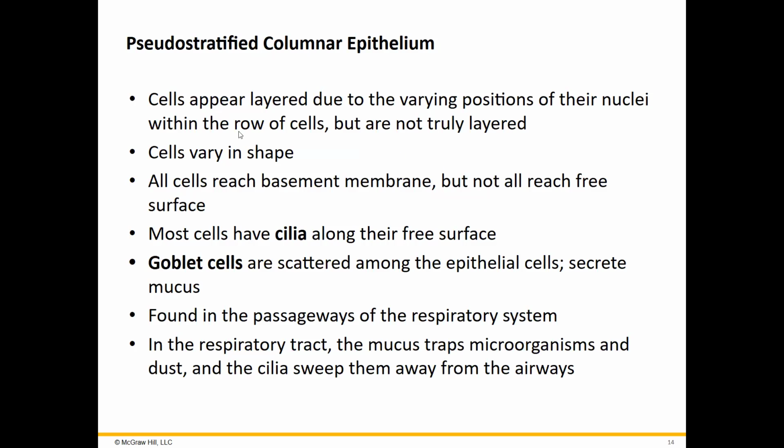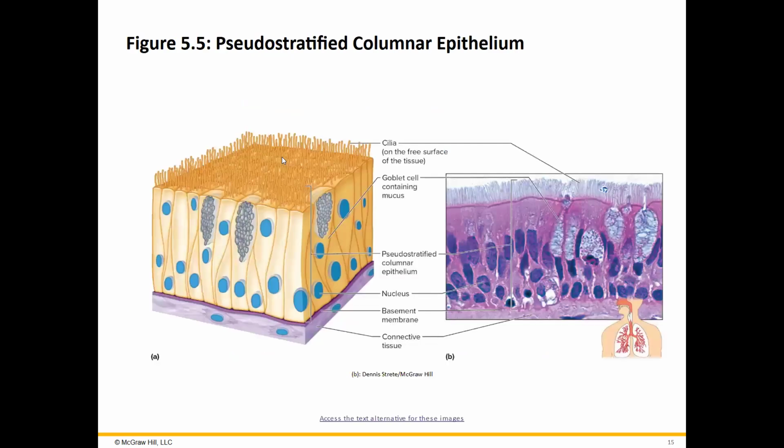Now, we said there is simple and stratified. Stratified is multiple layers, simple is one layer of cells. Well, there is one exception to that rule. We call it pseudostratified. All you need to know is pseudostratified is simple, but it doesn't look simple. It's one layer, but it looks like there are multiple layers, so it creates an illusion. These are cells that appear layered due to varying positions of their nuclei within the row of cells, but they're truly not layered. They're simple. The cells vary in shape. This is our example. That's one layer of cells, but they vary in shape, so it kind of looks like there's a lot of them, but it's not. There's one at a time.